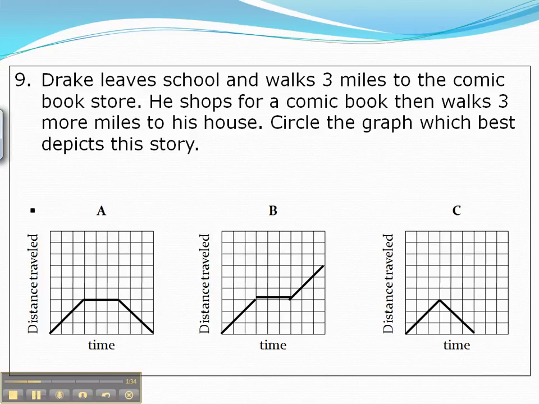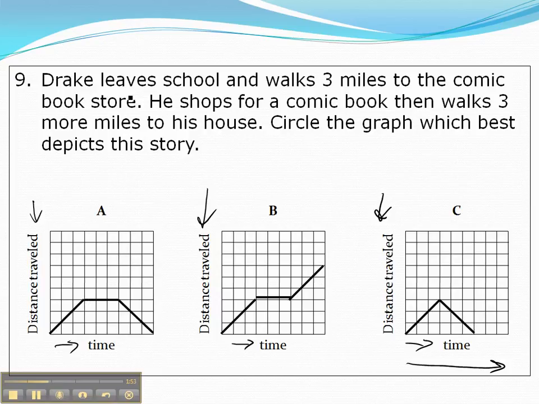So looking at these 3 graphs, the y-axis is labeled distance traveled on all 3. The x-axis is labeled time. So as time passes, we see what's happening, or how the distance is changing.